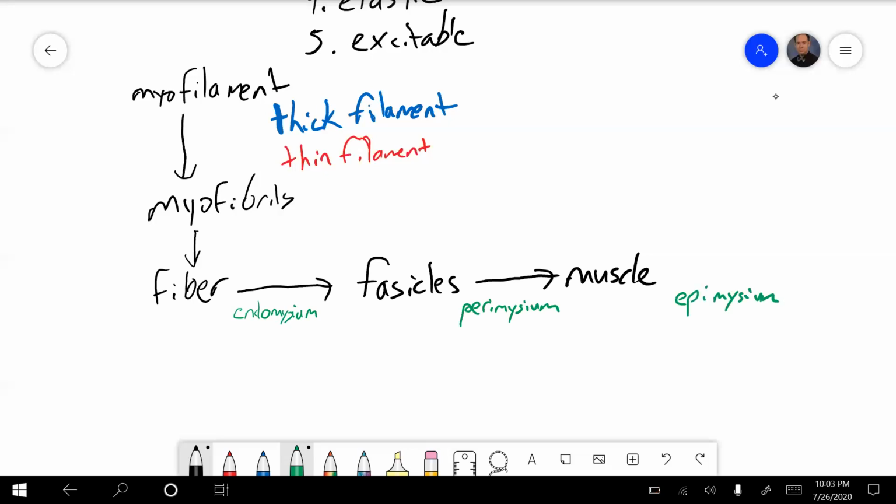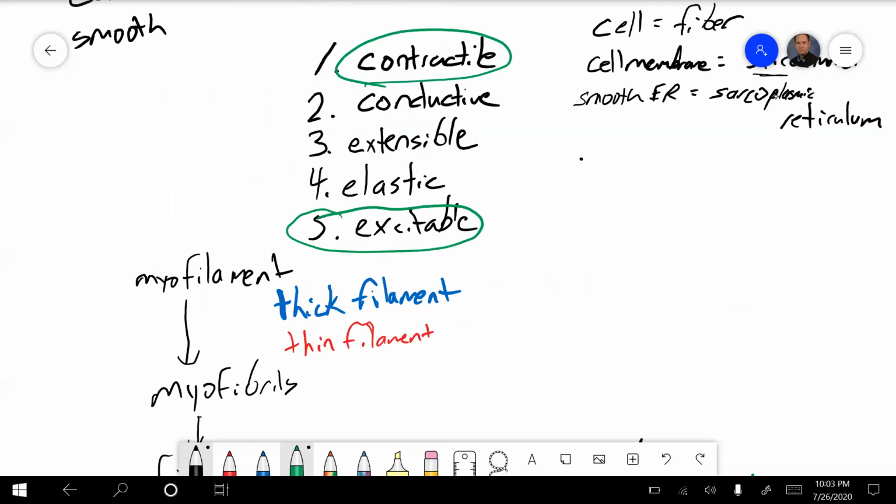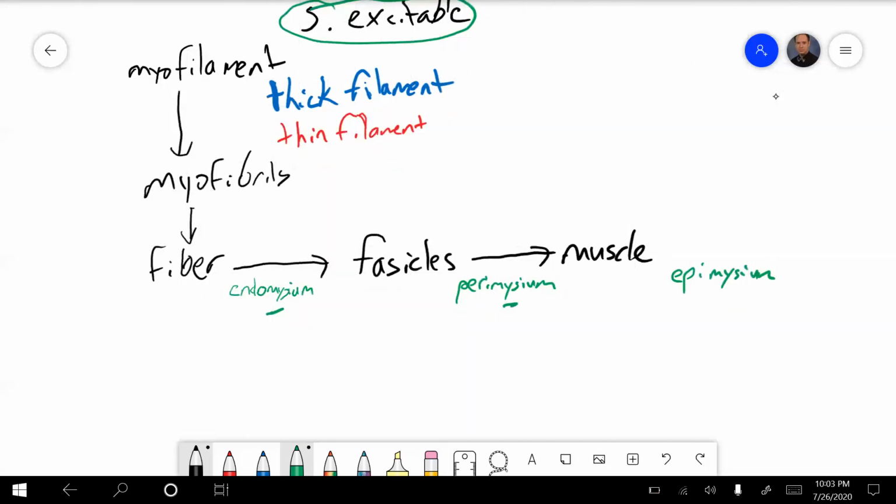So the epimysium separates muscles from one another. The perimysium separates fascicles from one another. And the endomysium separates fibers from one another. Remember that muscle tissue is excitable tissue. These are connective tissues. Muscle tissue is also contractile tissue. These are connective tissues. They are neither excitable nor contractile.